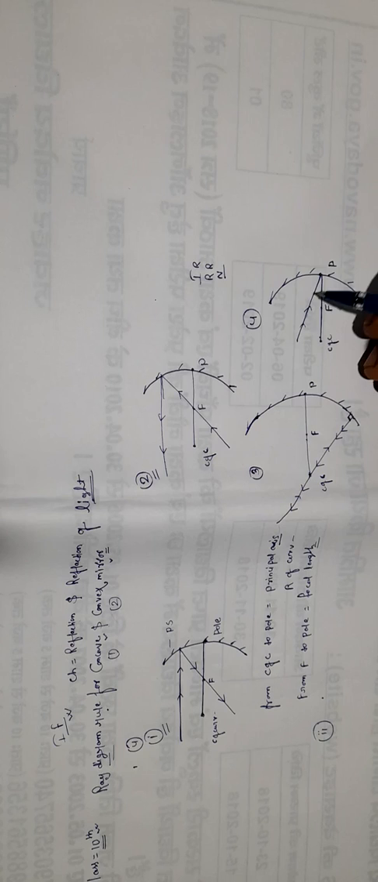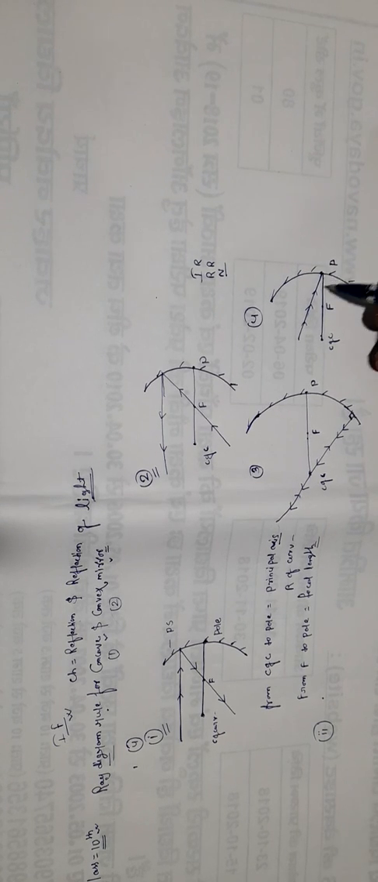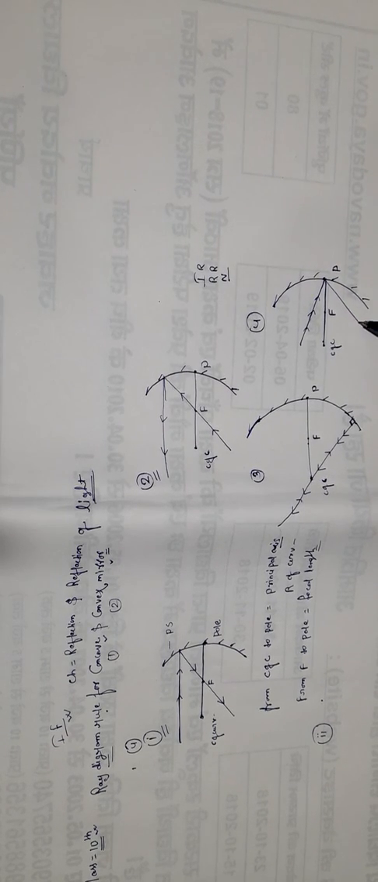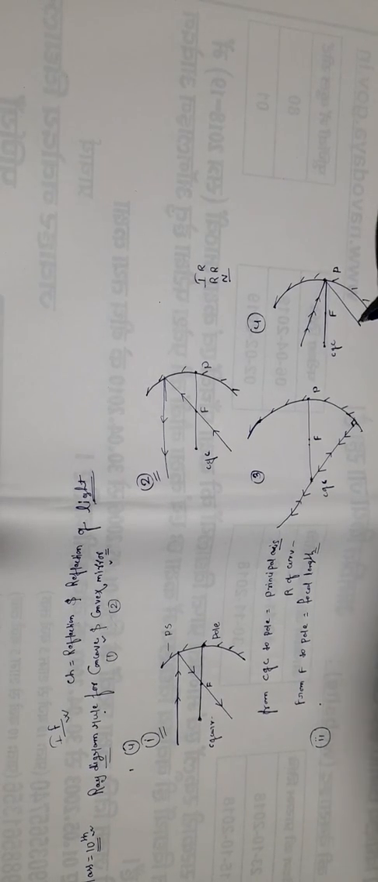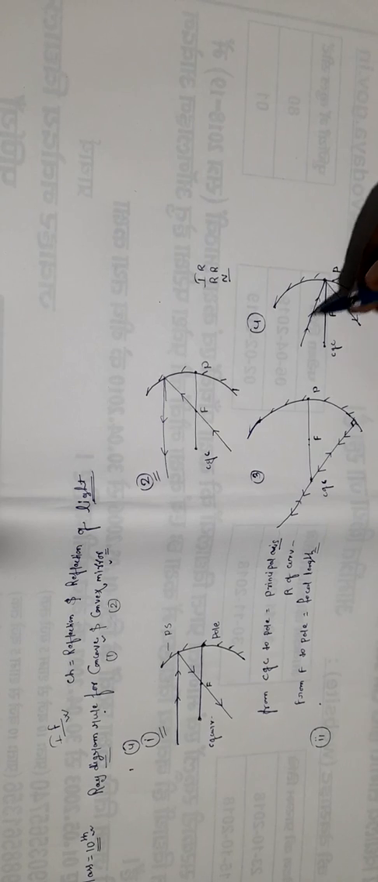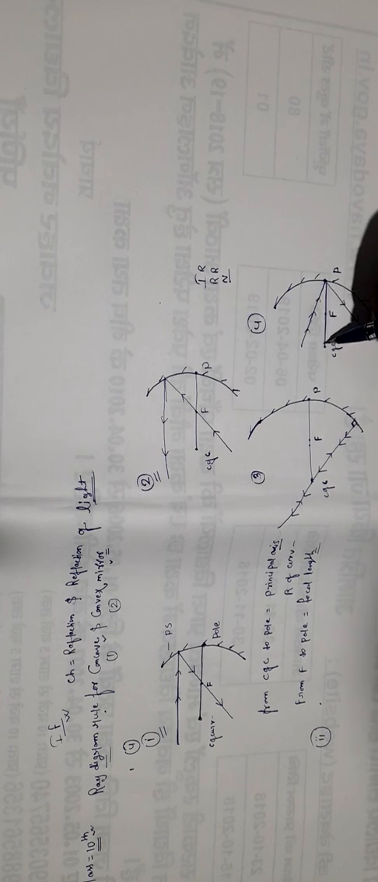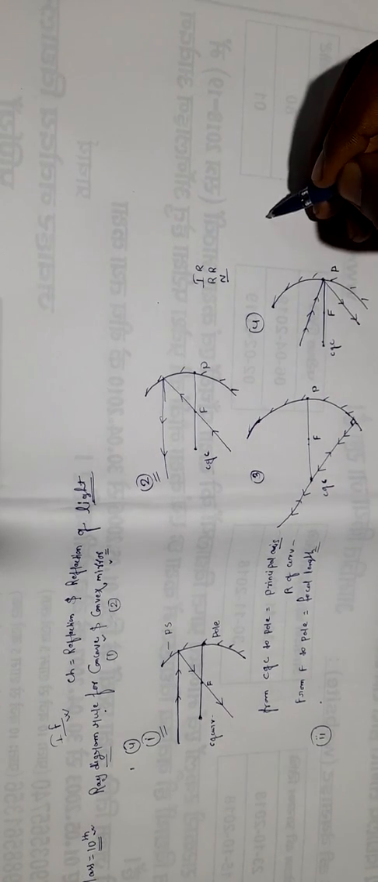So rule number 4 is: when the incident ray is coming and falling directly on the pole, in that condition, this incident ray falling directly on the pole will reflect back like this. This is the incident ray, this is the ray of reflection. In that condition, you can see the principal axis is working as a normal also.